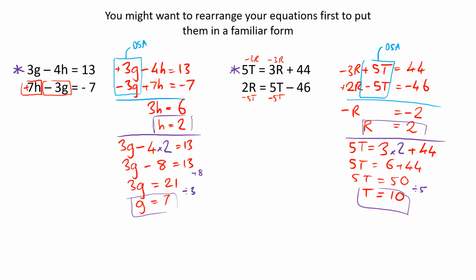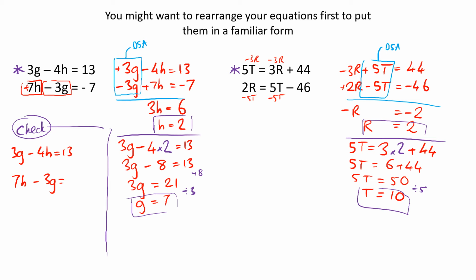Now, what about if you weren't sure if you were right? Well, we can always check. You can always check equations. People tend not to do it. But you can always check by substituting them back into the original equation. Now, if we look at what we had here, we had 3g minus 4h is equal to 13, and we had 7h minus 3g is equal to minus 7. But what about if instead of saying g and h, we use the values that we found? If they work, then we must be right. And they have to work for both of them.